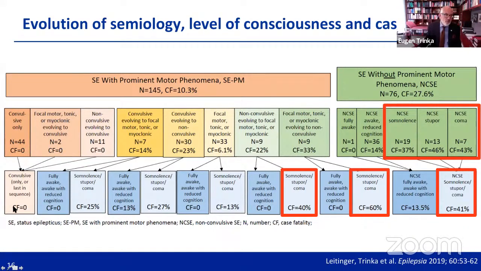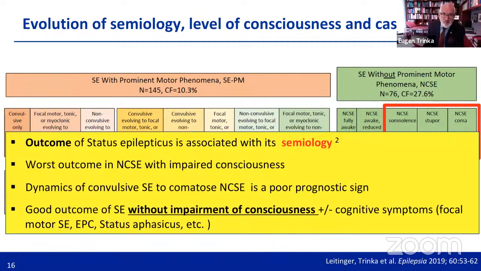The moment you have only convulsive phenomena, on the left side here, case fatality is 0. So when we see a lot of motor phenomena, it's not the worst case, but when the patient turns into or moves into coma, these are the ones which are impaired. So the consequence is that the outcome of status is associated with its semiology, according to our classification, and the worst outcome is in non-convulsive with impaired consciousness. The dynamics of convulsive status into comatose is a poor prognostic sign, and there is good outcome in status without impairment of consciousness and in those where only motor phenomena are present.